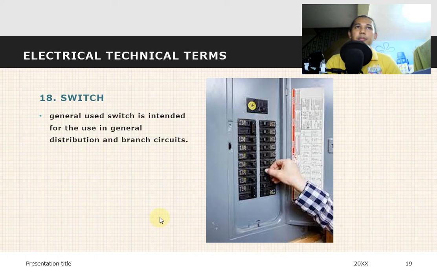Switch. There are many types of switch. The switch I'm showing you here is the switch from the panel board, because this type of switch is a general use switch intended for use in general distribution and branch circuits. It means that once this switch is turned off, all the equipment or electrical lines going to that one part, for example the kitchen, will be shut off. But the lights or connections in the living room are still on. So there is a dedicated switch for each room.